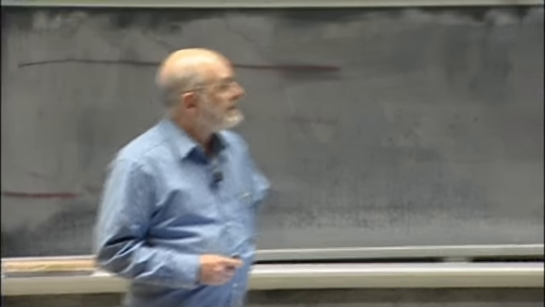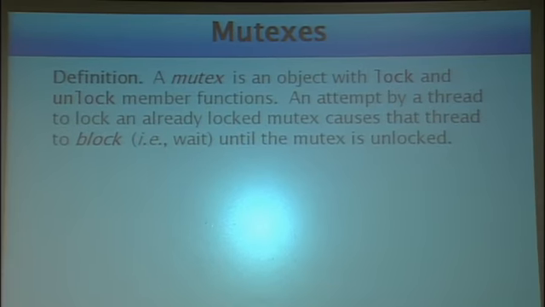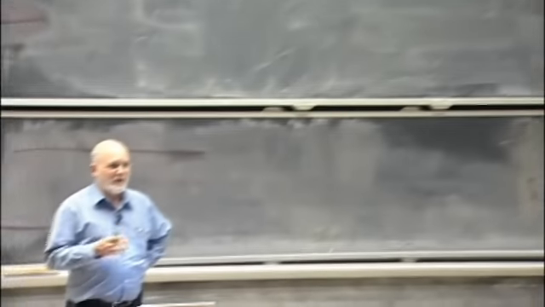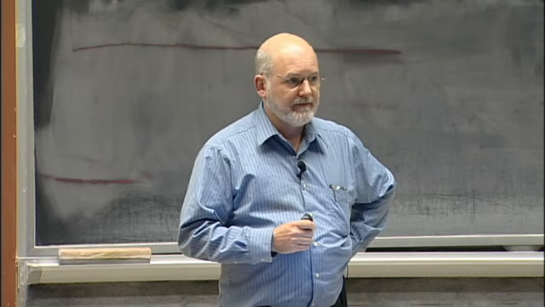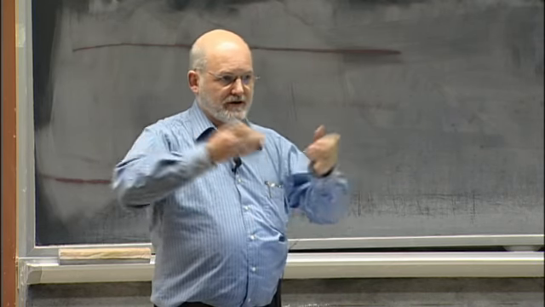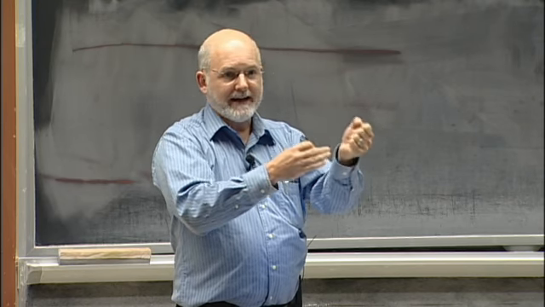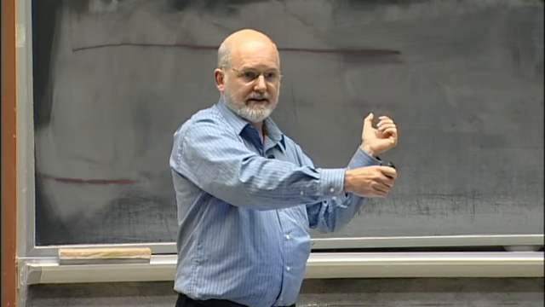So a mutex is an object that has a lock and unlock member function. And any attempt by a thread to lock an already locked mutex causes that thread to block. Okay, and this term, block, is, by the way, a hugely overused word in computer science. In this case, by block, they mean wait. Okay, it waits until the mutex is unlocked. So whenever something is locked and somebody else comes in and tries to grab the lock, the mutex mechanism only allows one thread to access it. The other one waits until the lock is freed, then this other one can go access it.